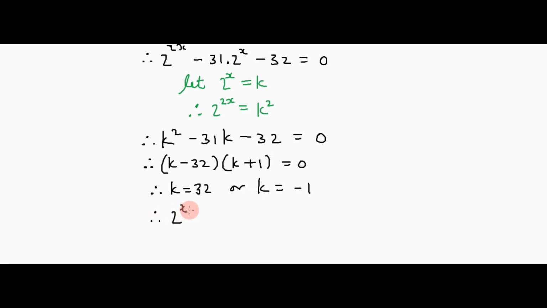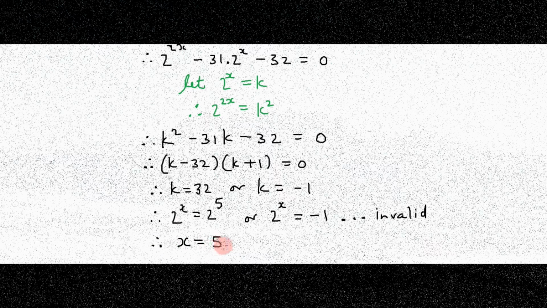Hence 2 to the x equals 32. Now 32 we can write as 2 to the 5. 2 to the x equals negative 1 will be invalid, because once again we can't take any positive number raised to any power and get a negative answer. And in the first equation here, the bases are the same, so the powers must be the same, and x equals 5.